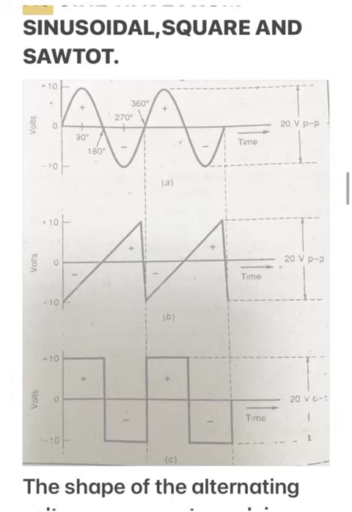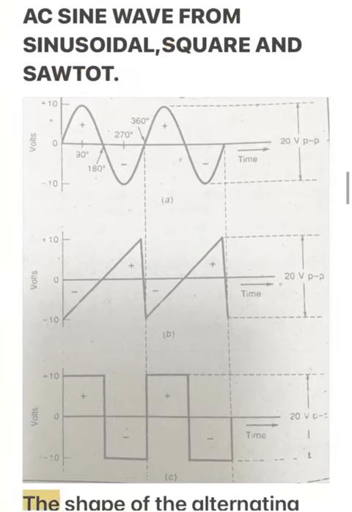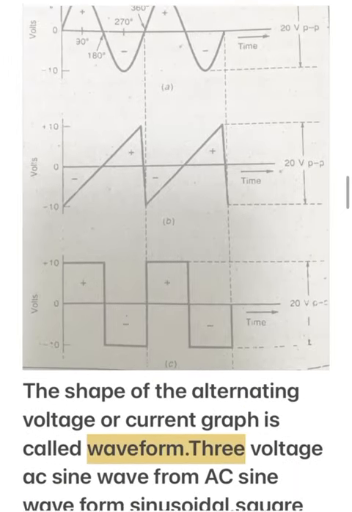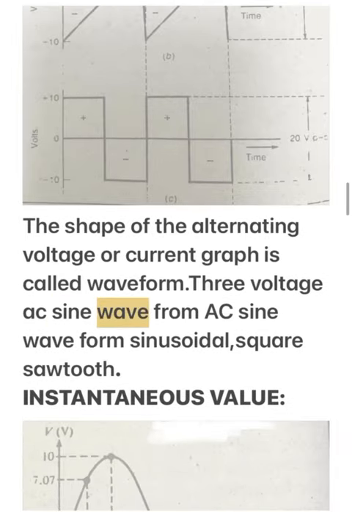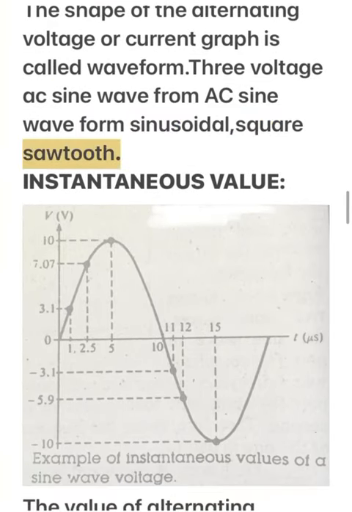AC sine waveform: sinusoidal, square and sawtooth. The shape of the alternating voltage or current graph is called waveform. AC waveforms can be sinusoidal, square or sawtooth.